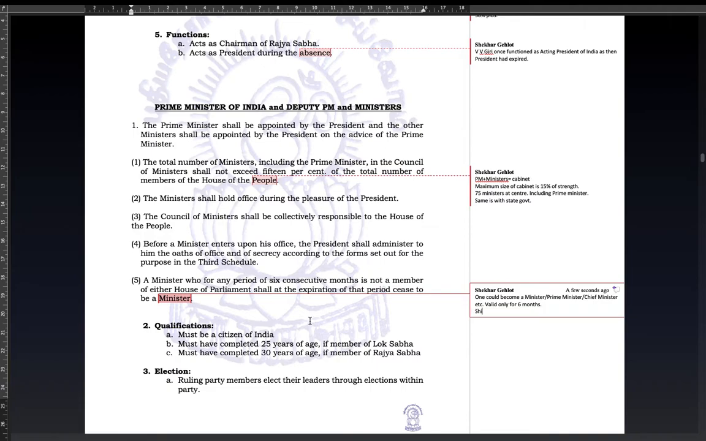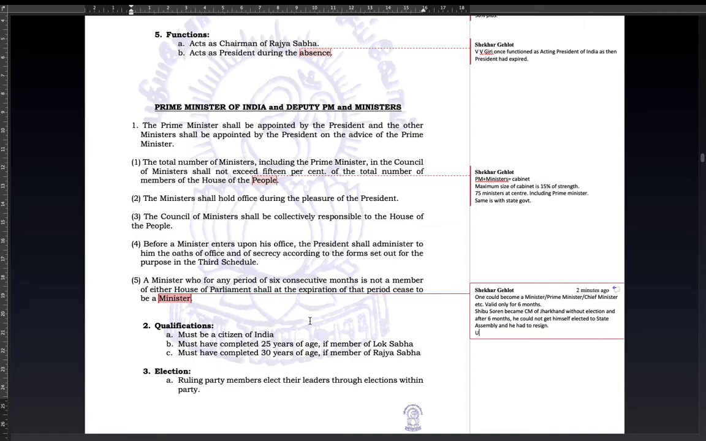Like Shibu Soren became CM of Jharkhand without election, and after 6 months he could not get himself elected to the state assembly and he had to resign, because he lost his election to an independent candidate.